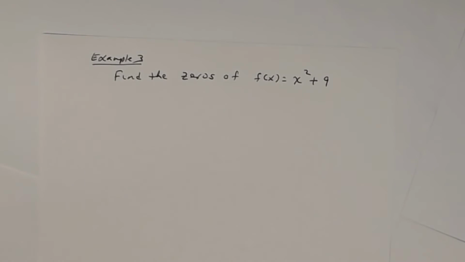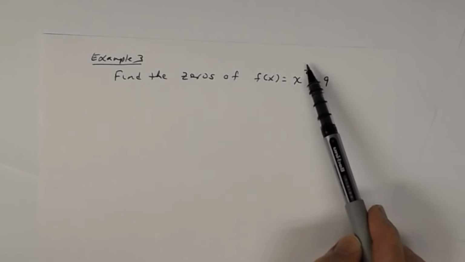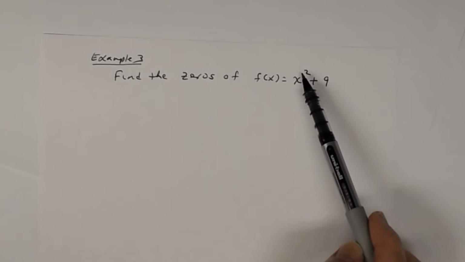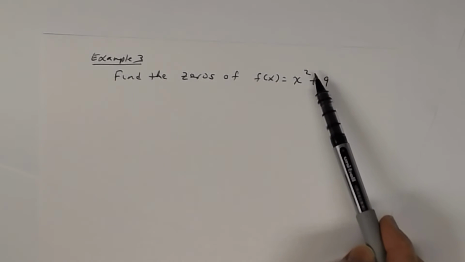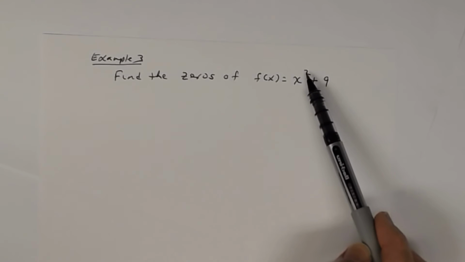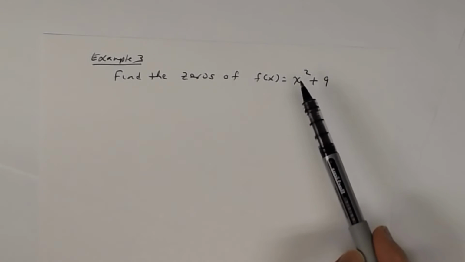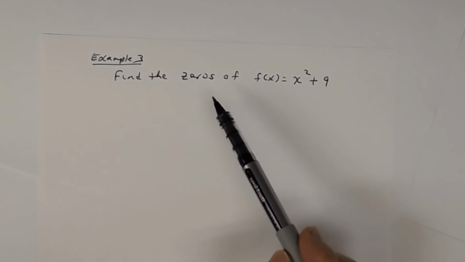Okay, so let's look at this problem. It says find the zeros of f of x equal x squared plus 9. Now remember the theorem says that a polynomial function has at most, in this case, 2 real zeros. It may not have any, it may have 1, it may have 2, but it cannot have more than 2. The degree tells you at most how many it can have. Okay? Now let's go ahead and solve this.